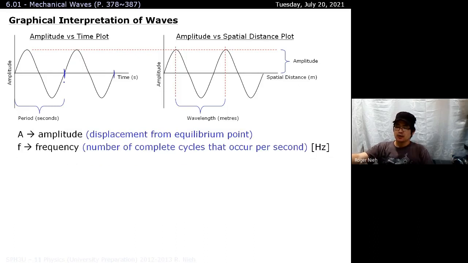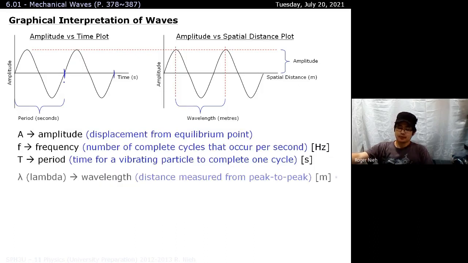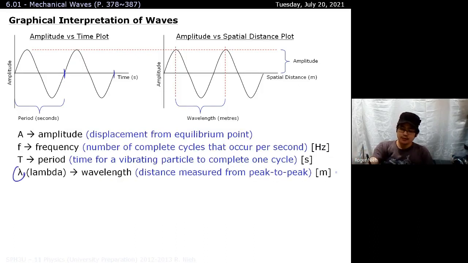Wavelength is measured using the symbol lambda. Where is it? Right here. Lambda is used to measure wavelength.